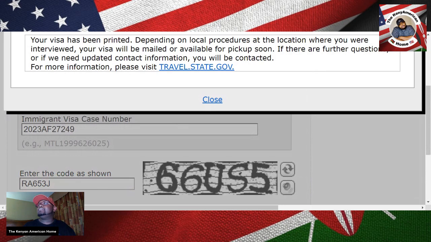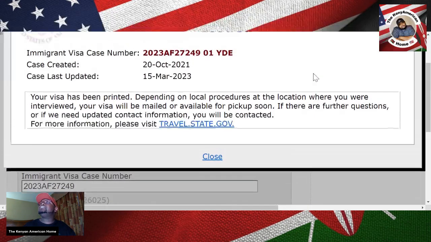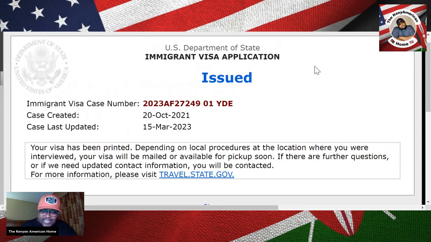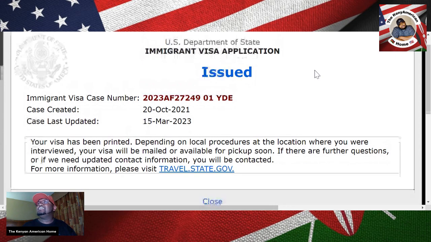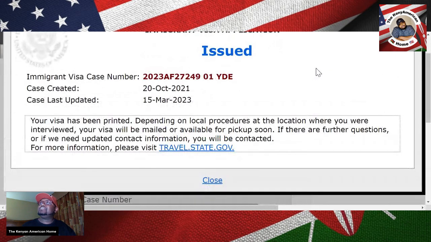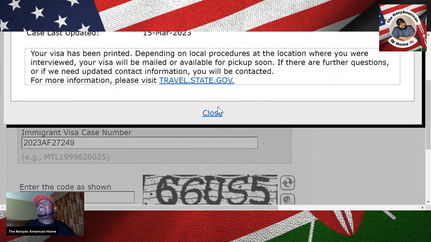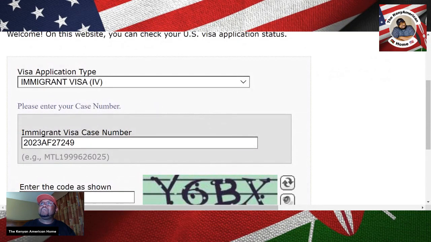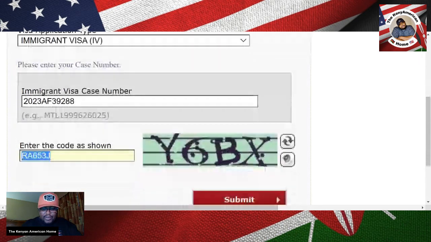All right. Where is this other good news from? This good news is from Yaoundé, Cameroon. This case number 27249. They got their visa to come to the United States of America. Welcome to America. In Swahili, they say Karibu. Karibu America. Hakuna Matata.